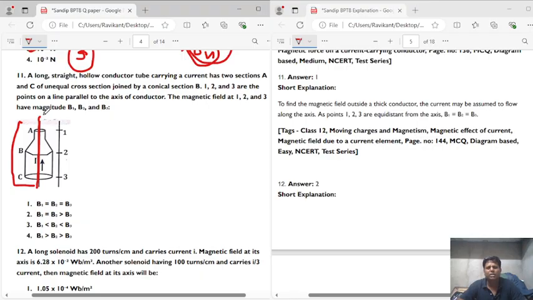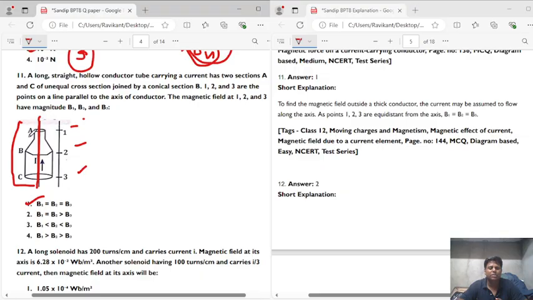Now if we assume that the entire current is flowing through the axis, then point 1, point 2 and point 3 are equidistant from this axis, and because they are equidistant from this axis, at all the 3 points we will have the same magnetic field. So from here we conclude that B1 is equal to B2 is equal to B3. So according to this, the correct answer for question number 11 is option 1, that is B1 is equal to B2 is equal to B3. Again, why?